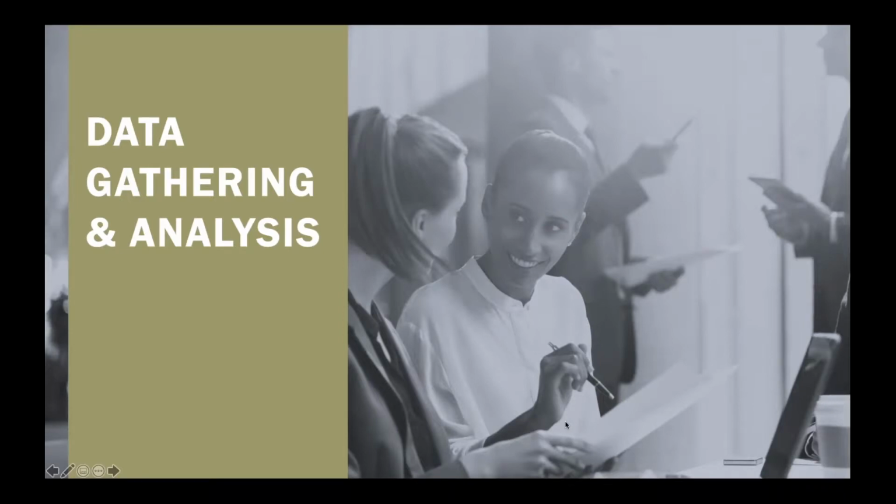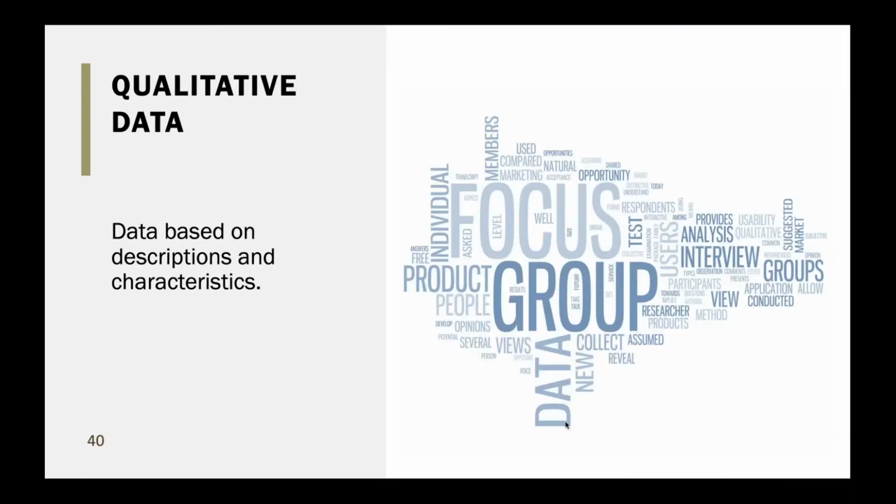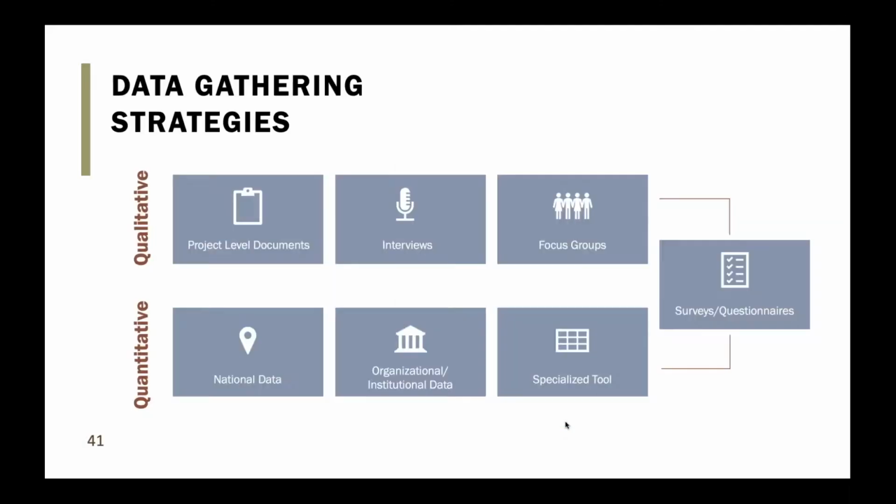All right. Well, then let's go into the data gathering and analysis piece. So data gathering can occur through quantitative data, which is the data gathering that's based on numbers that's attained through some sort of measurement, or qualitative data that's based on descriptions and other characteristics. And I thought one item that may be helpful is to map common data gathering strategies onto the type of data that you're interested in obtaining.